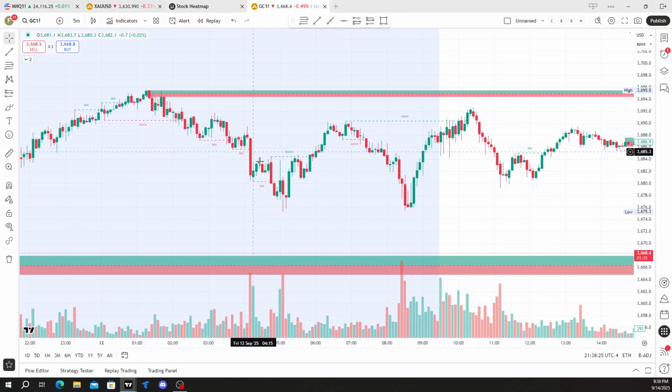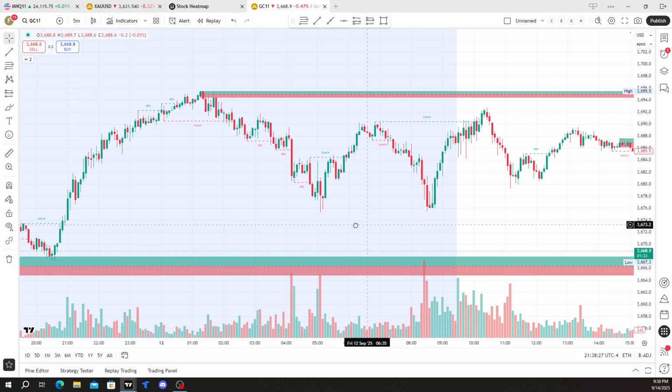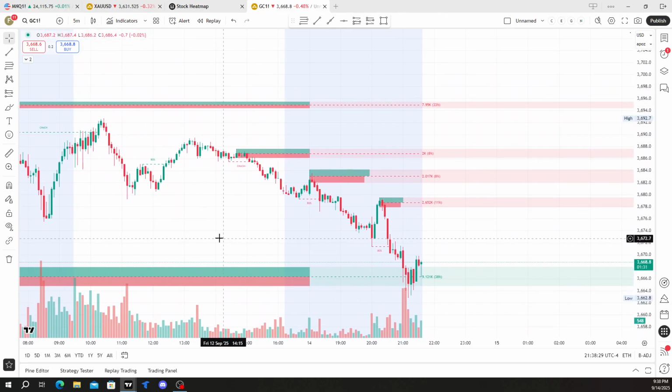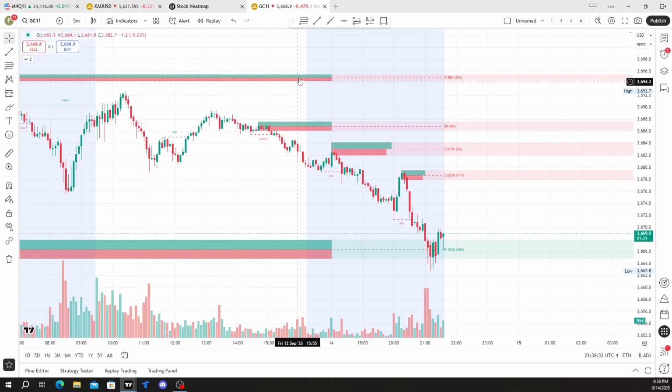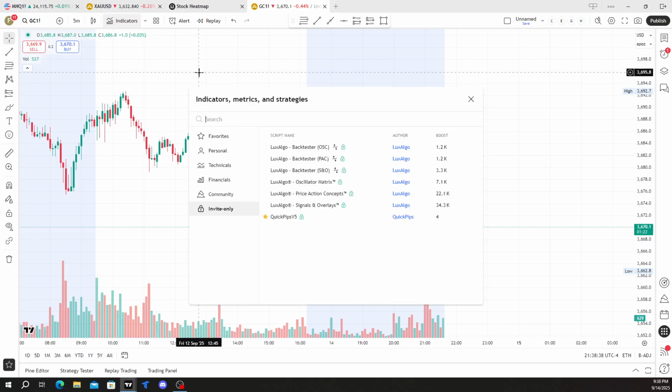So these are the paid order blocks that you have to get from Lux Algo. If you want to use free order blocks, then we can also find some free indicators. So let's just see it here.